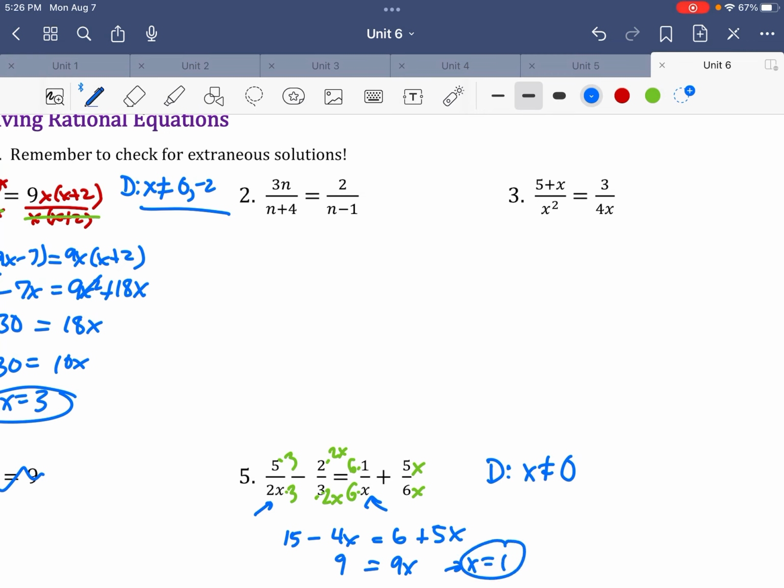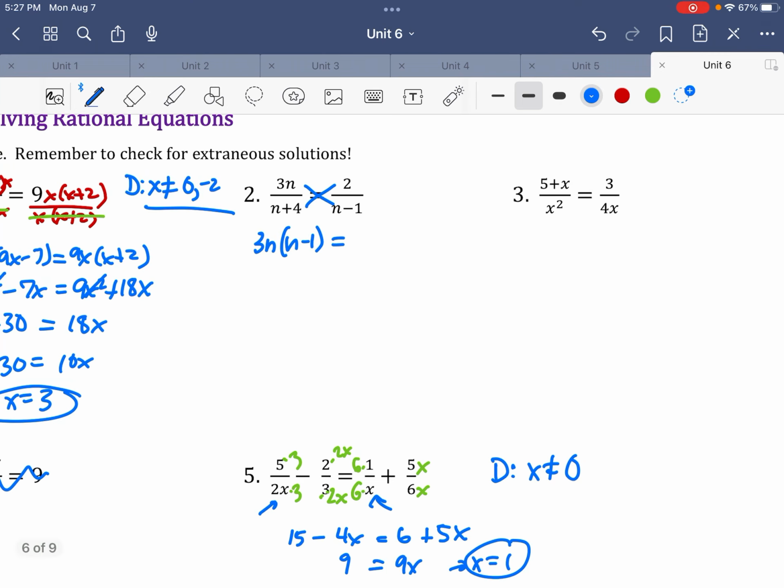So I'm all set. Now, in the problems up above, number 2 and number 3, we could do the whole common denominator bit. But remember, when you have a fraction equal to a fraction, you can cross multiply. That's a little bit easier to do here. So I'm going to multiply 3n by n minus 1, which is going to equal 2 times n plus 4. Also, in my domain, n can never be negative 4 or 1. All right, so let's see. We get 3n squared minus 3n equals 2n plus 8.